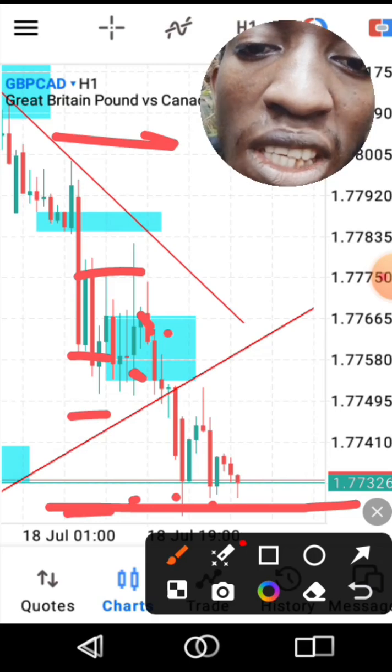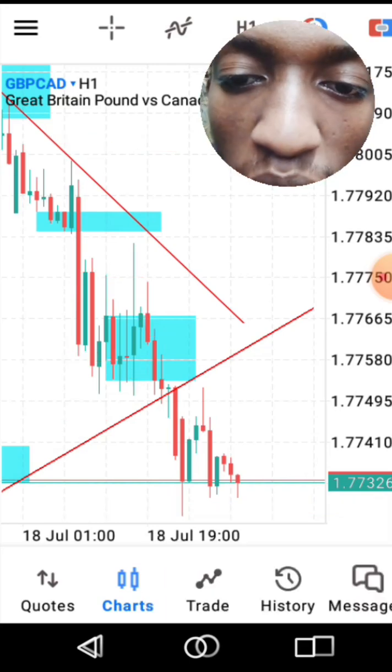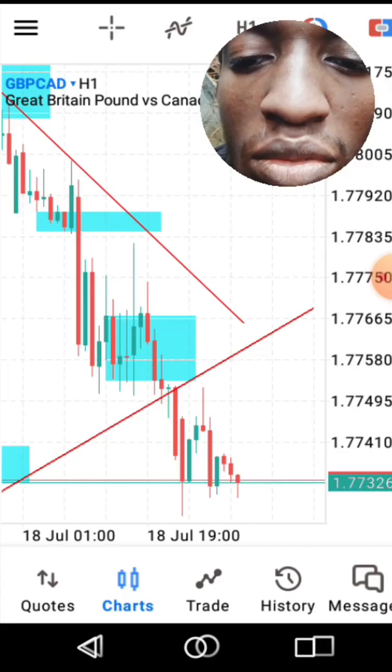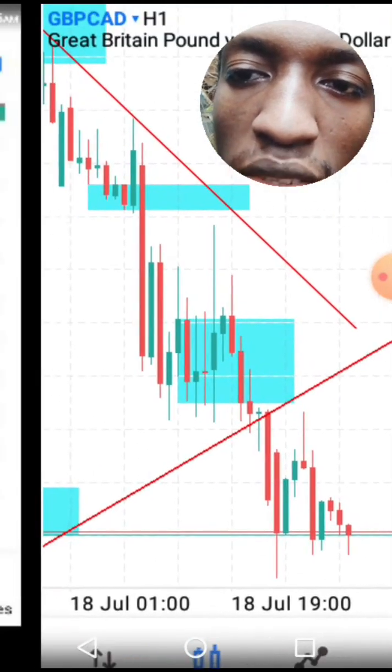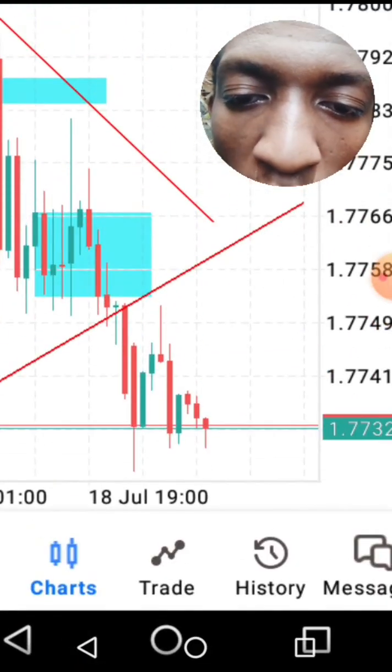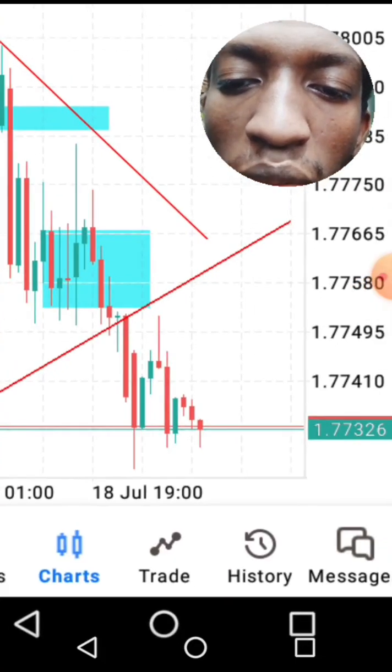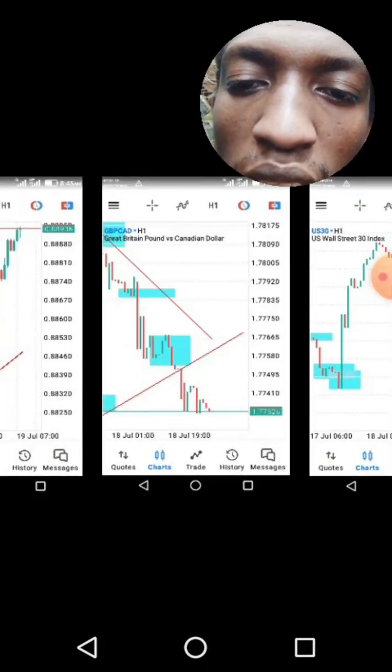Even if you didn't enter a trade, it's okay. It is still good. That's it for the chart anyways. Afterwards we didn't form any black box, so it is okay. Alright, that's it.